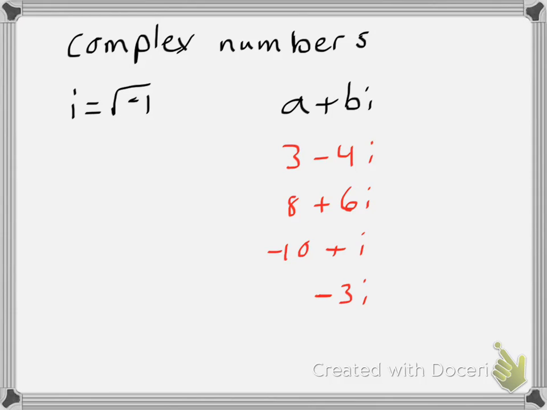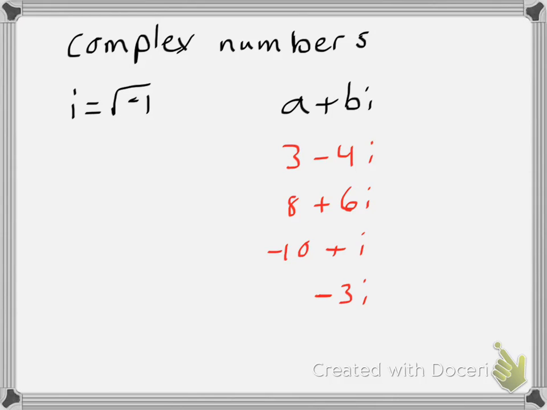Here are some examples. 3 minus 4i is a complex number where a is 3, b is -4. 8 plus 6i, where a is 8, b is 6. -10 plus i, where a is -10, b is 1. And even -3i. In this case, a is 0, and b is -3. So all these are defined as complex numbers.